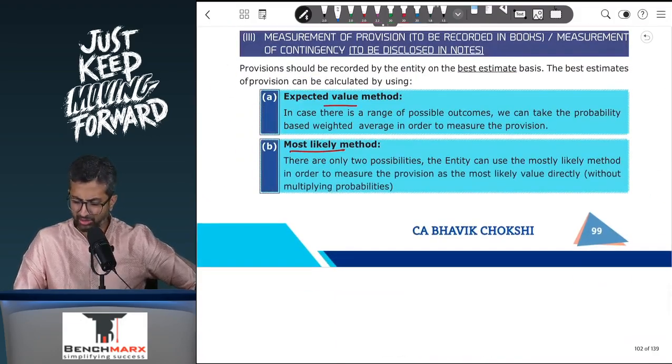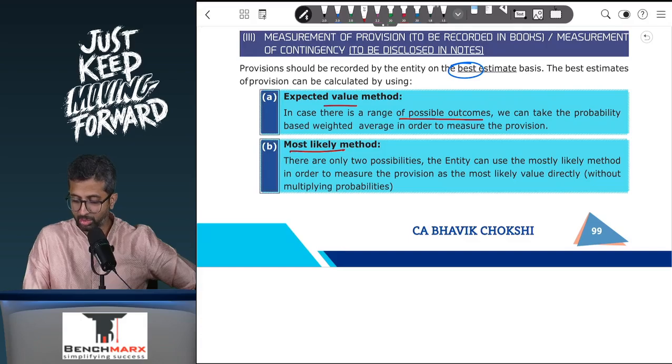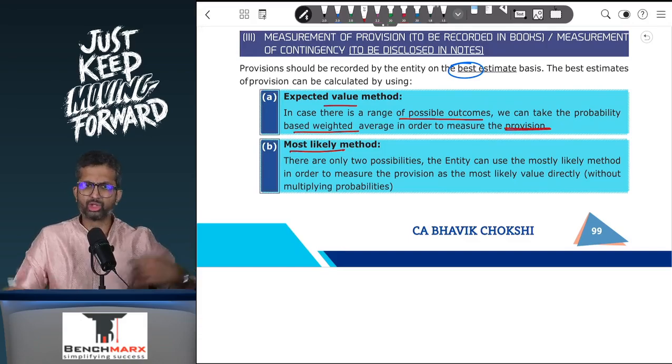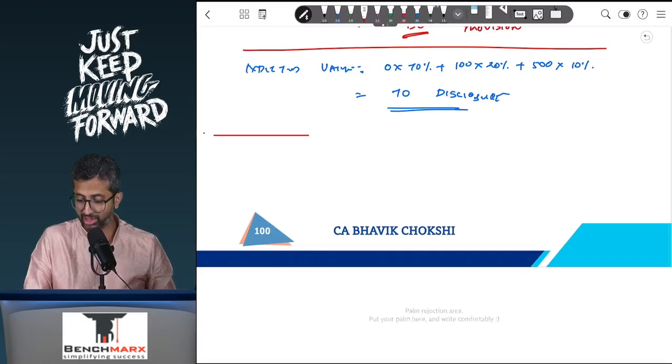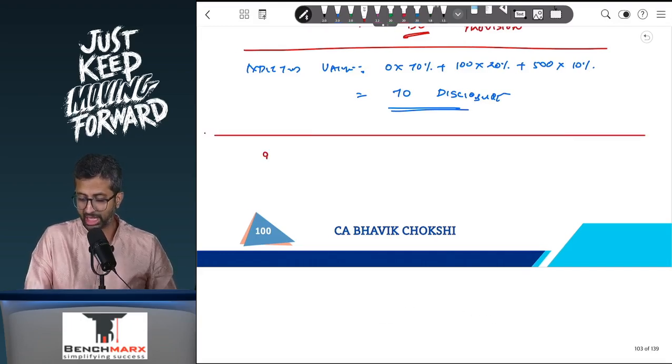So what is the expected value method? Provisions should be recorded on a best estimate basis, but how do you find the best estimate? Over here, in case there is a range of possible outcomes, we can take the probability based weighted average in order to find the provisions. So there is a range of outcomes. There are around 3 possibilities over here. However, another method is the most likely value method. Like for example, there is a 90% chance that you will have to make the payment.